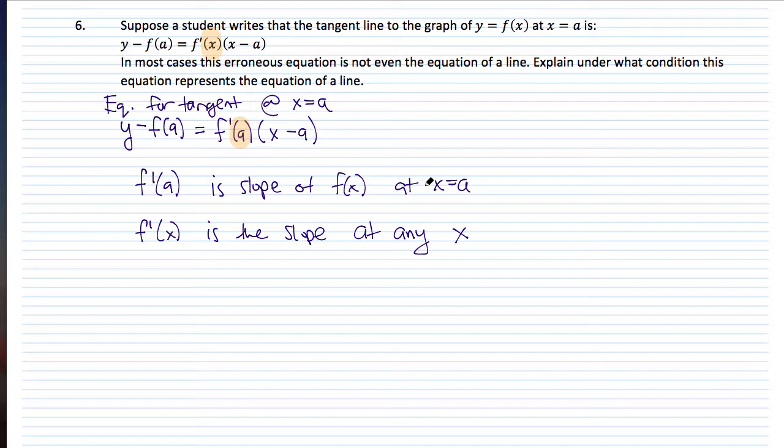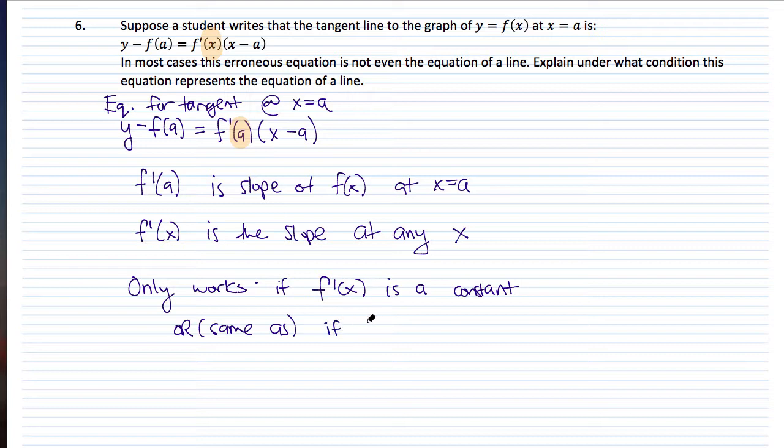So the only case where f prime of x and f prime of a would be the same is if the slope is constant everywhere. So this only works if f prime of x is a constant. Or you can say this is the same as if f of x is linear.